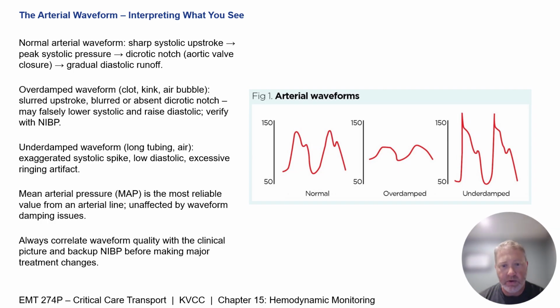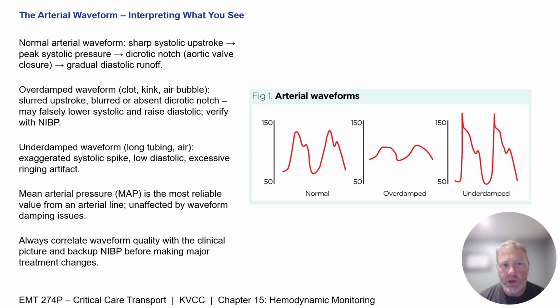So if you've got in the middle there an overdamped tracing, that often results from a clot or an air bubble or a kink in the line or some compliant tubing. And that can actually falsely lower the systolic pressure while elevating the diastolic pressure. So be on the lookout for a shape like that when it's overdamped. On the right, an underdamped tracing exaggerates systolic pressure and creates excessive oscillation. You can see there's more oscillation, more jags in the waveform itself.